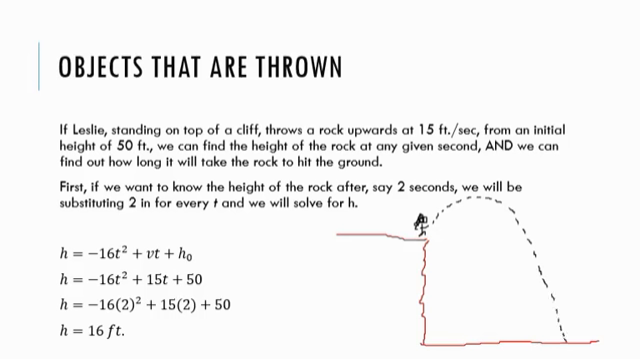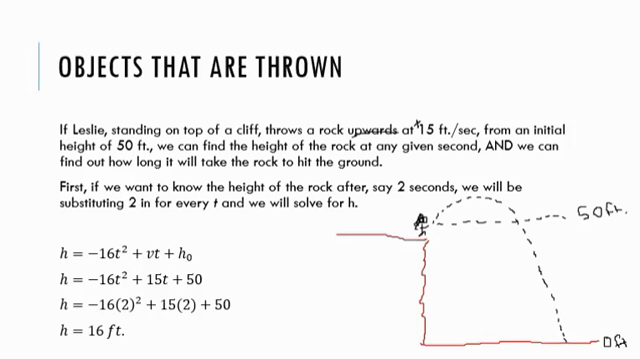How do I know she's throwing it up? Well, it tells me upwards. Also, it's plus 15 feet per second. Okay? So, she throws that rock. The initial height of the rock, when she throws it, is 50 feet. And the ground we'll call 0 feet.